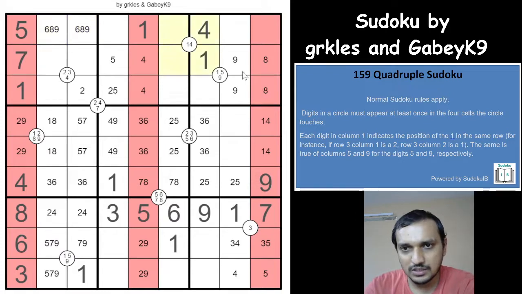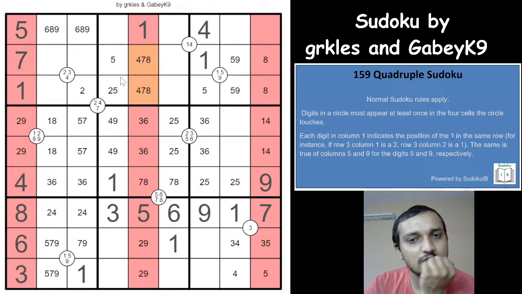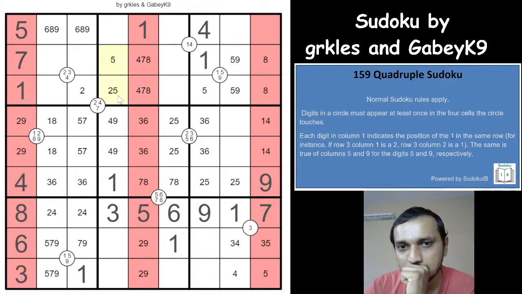This quadruple is done. You'll have a 5 in one of these three cells, which means 7, 8 or 9, 7 and 8. So you have 4, 7, 8 pair here, triplet here. 4 would have to be in one of these two cells, 5 would have to be here. That gives you 2 here, 4 is in one of these 4 cells, okay.